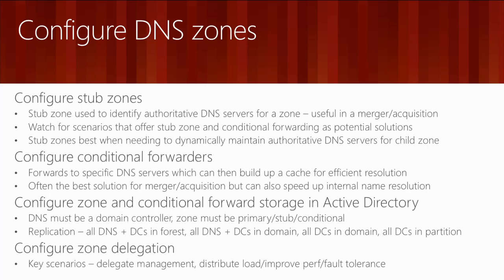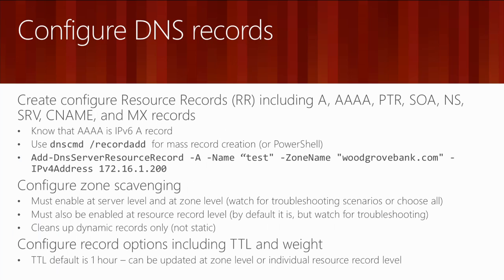All right, I'm going to keep moving. So DNS records. Know how to add them from the command line, the dnscmd record add, and then the PowerShell version. And then know the basics, like the quad A record that I list up there. That's an IPv6 A record.